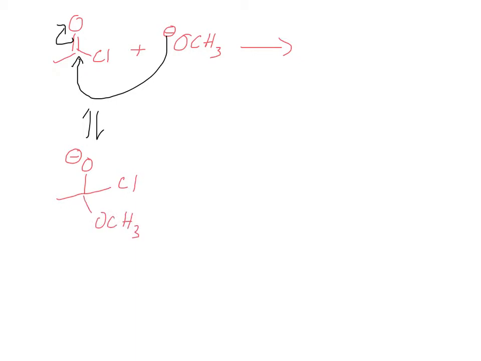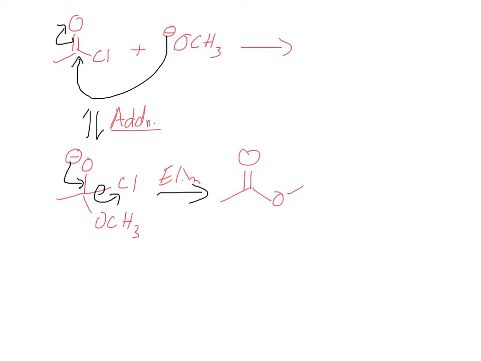Tetrahedral intermediate. Now you have a choice. Which one's the better leaving group? In this case, chlorine is the better leaving group. All right, so we'll take that and kick the chlorine out. We've remade the pi bond, so this is our elimination step. This was our addition step. Now we've turned what was an acid chloride into an ester with Cl minus.